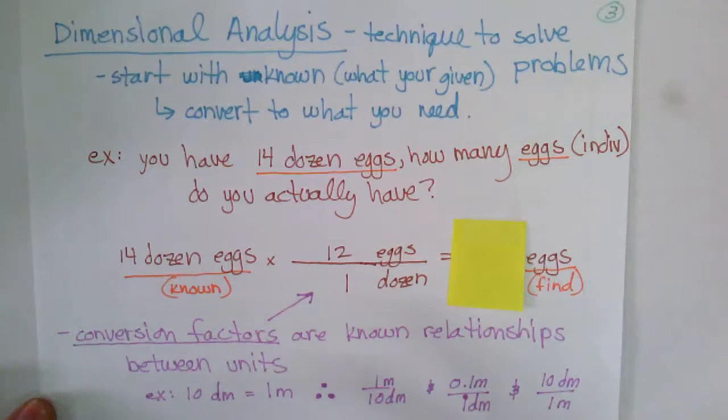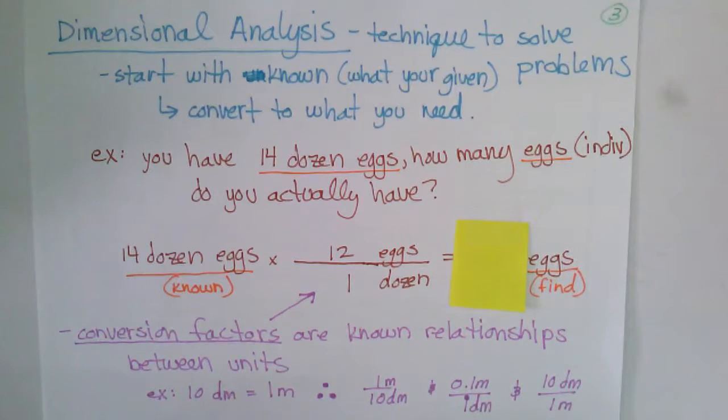I also have a conversion factor. And a conversion factor I have down here in the pinkish purple color. These are known relationships between units. I have examples like 10 decimeters equals 1 meter. So therefore, I can put that in any relationship, top or bottom, because 1 meter will always have 10 decimeters. 0.1 meters equals 1 decimeter.